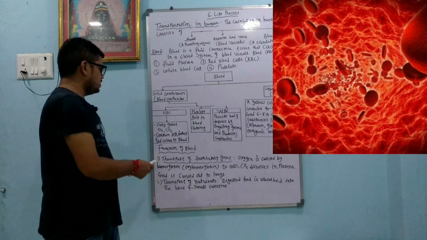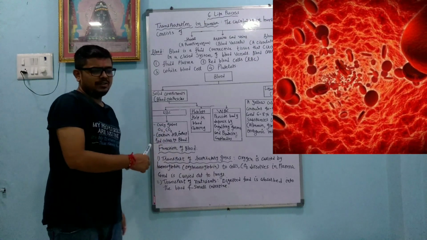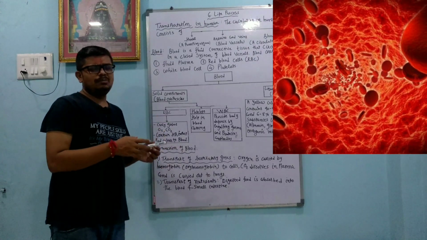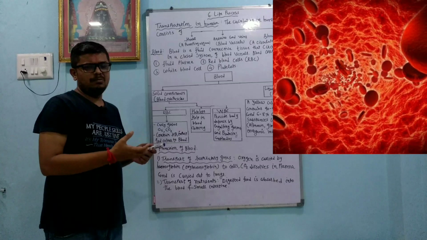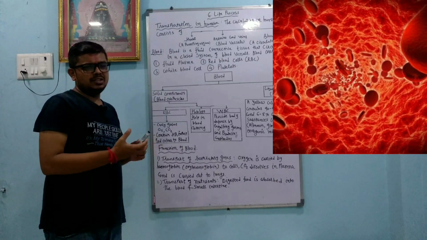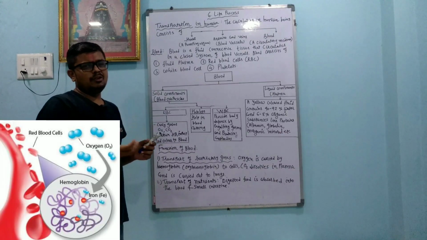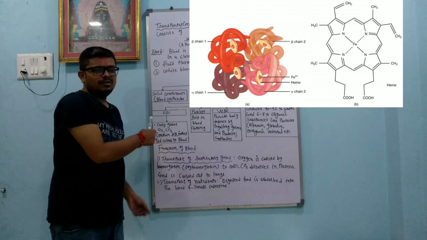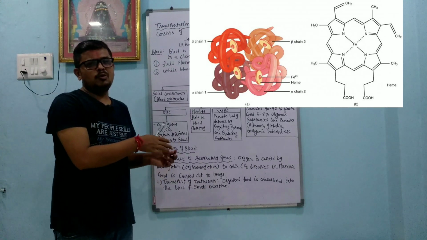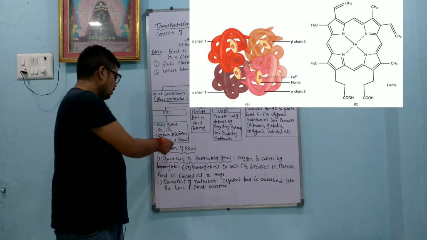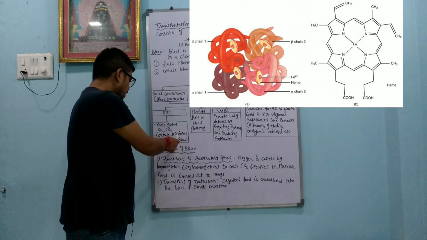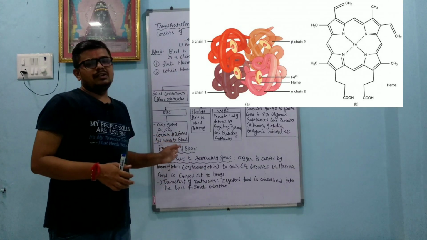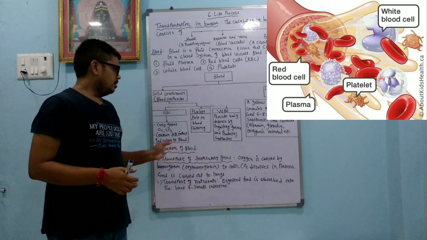RBC carries oxygen and carbon dioxide. The main function of the red blood cell, they are red in color, so they are called red blood cells, is to carry oxygen to the different organs, as well as bring carbon dioxide from the different parts of the body. It contains hemoglobin, in which iron is present. It imparts the red color to the blood; because of hemoglobin, the blood has the red color.